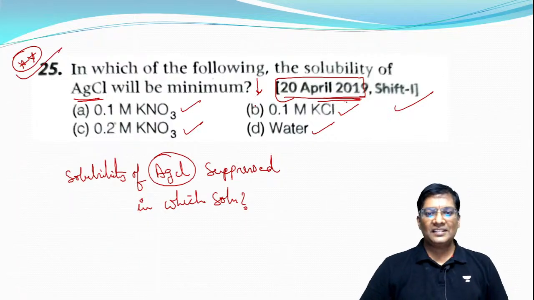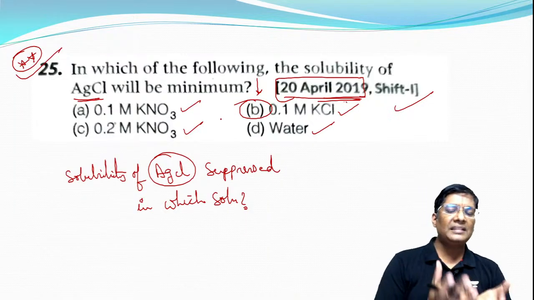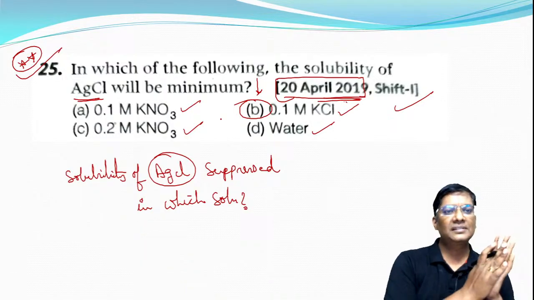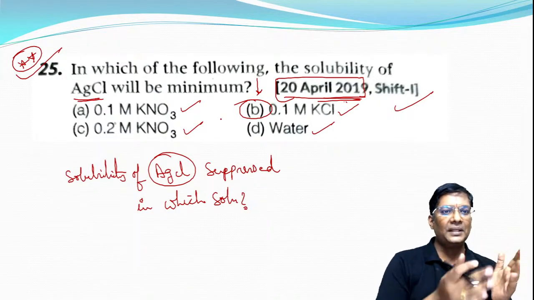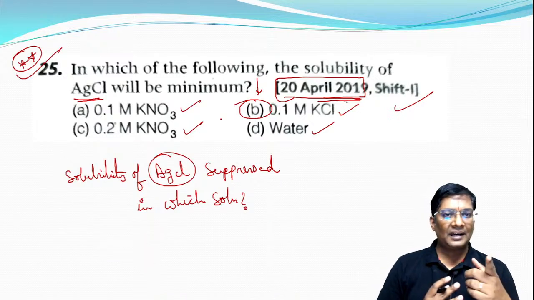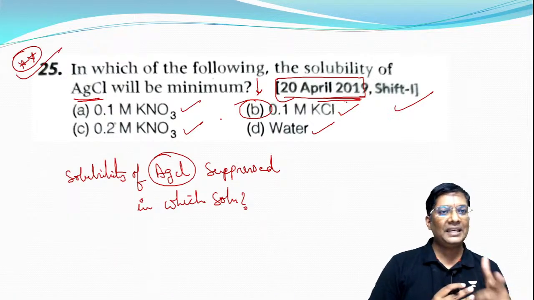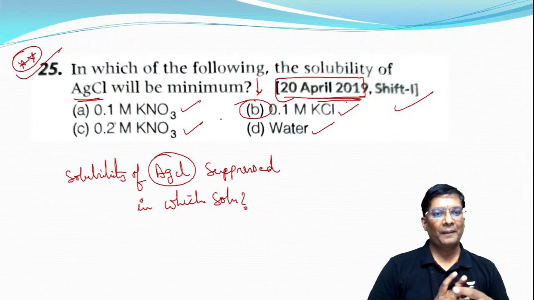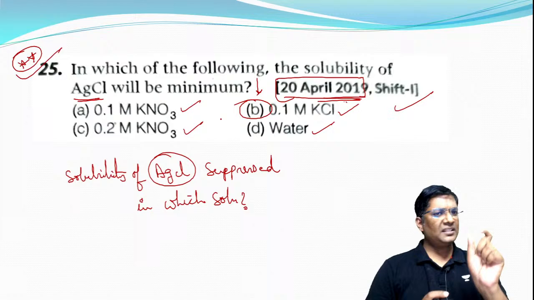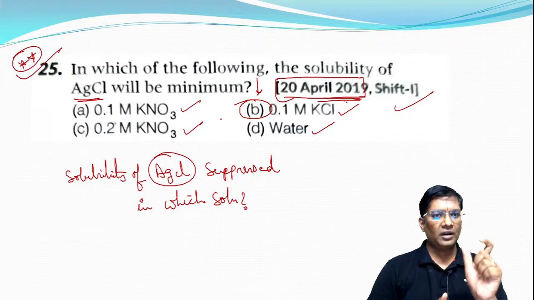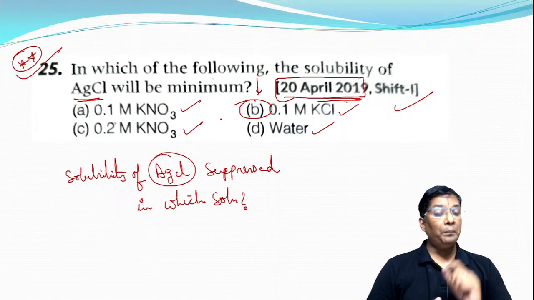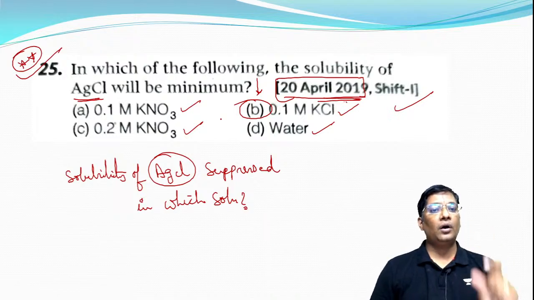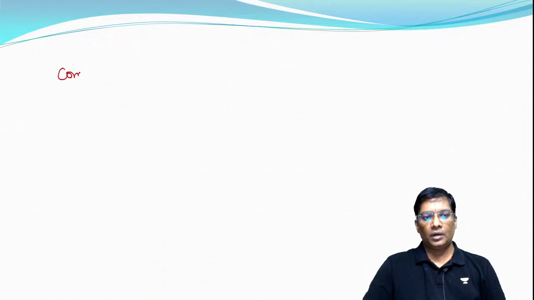Yes, B is the correct answer. Very good. How can you guess that B is correct? Anyone please tell me. Those who opted for option B, please tell me why option B is correct. Very simple, give a one word answer. Because of the common ion effect. So I think you are aware of this common ion effect in the ionic equilibrium concept.